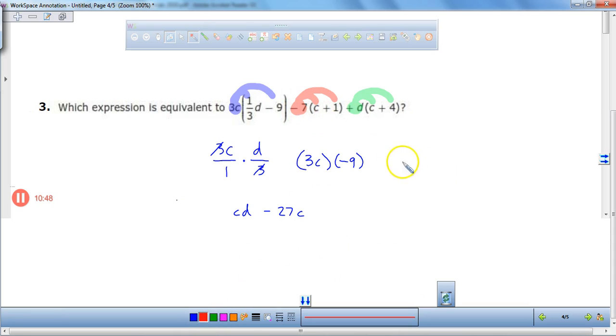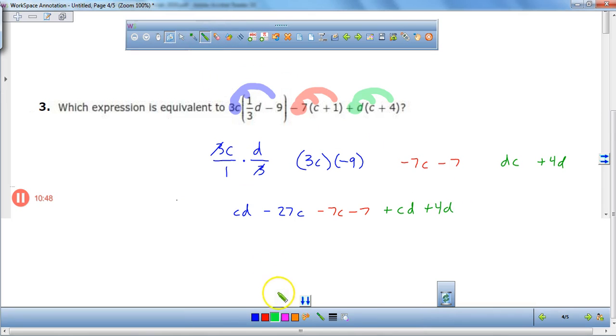Negative 7 times c is negative 7c, and negative 7 times 1 is minus 7. So I'll just put negative 7c minus 7. And last but not least, we have d times c. But what I want you to understand, d times c is the same as c times d. Same product, but when we're writing monomials with variables, we always try to go in alphabetical order. Okay? And then d times 4 is 4d.